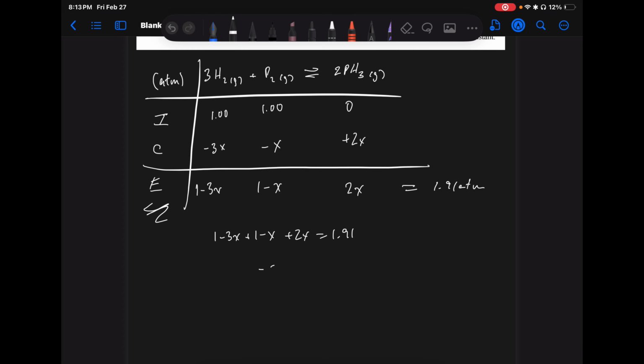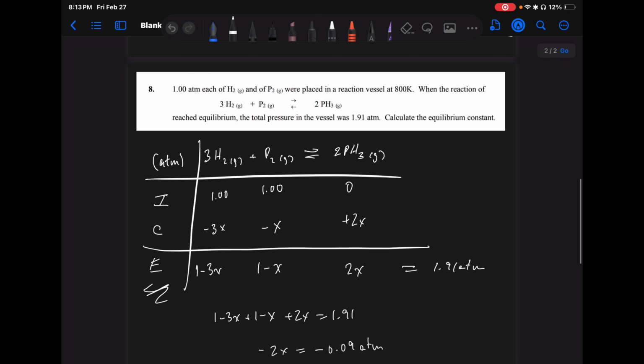Negative 2x is equal to 1.91 minus 2, since 1 plus 1 is 2. So that is negative 0.09 atm. Therefore, dividing both sides by negative 2, I'm pretty sure you understand how to do that, we should get 0.045. That is what our x value is equal to.